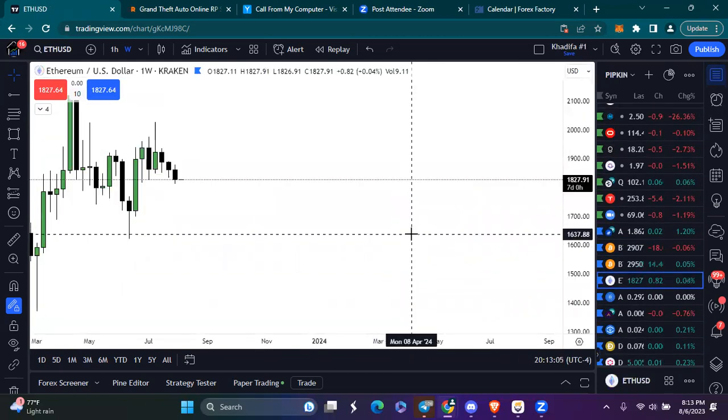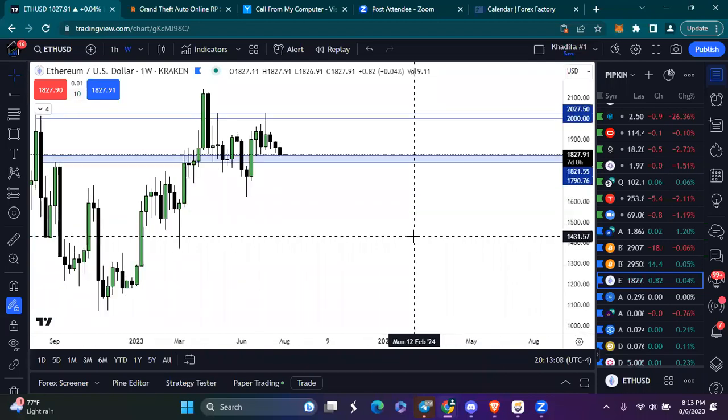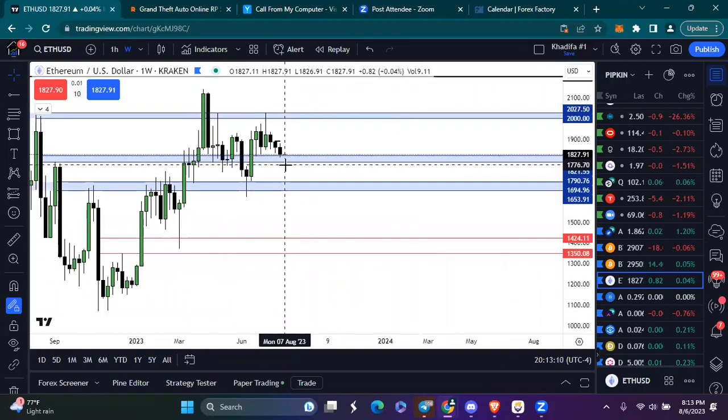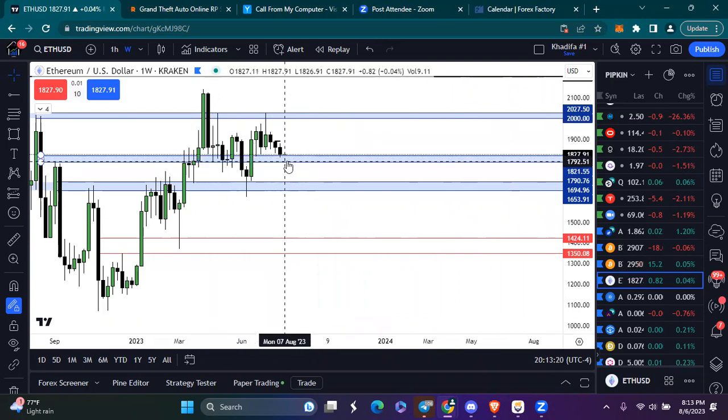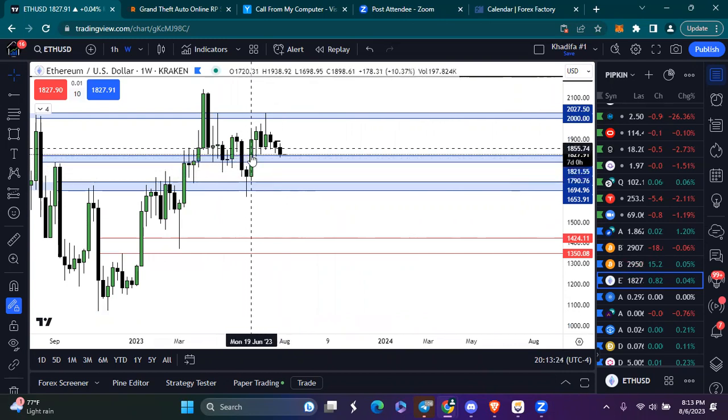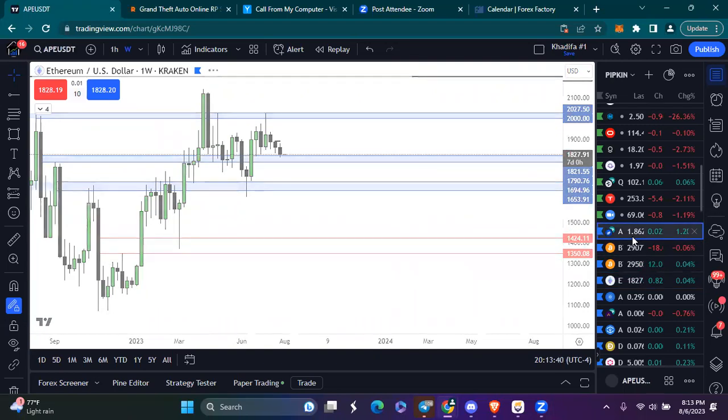Looking at Ethereum, we've already retested my level of Ethereum, right? So I would like to see us expand higher to retest 2,000 for Ethereum. However, if we break through this structure, then I would like to see us fill in this imbalance that we see here and come down and retest 1,768 for Ethereum. That's what I'm looking at for Ethereum.